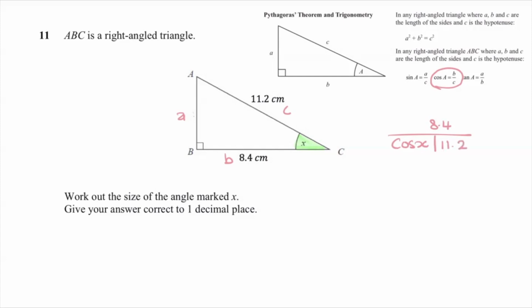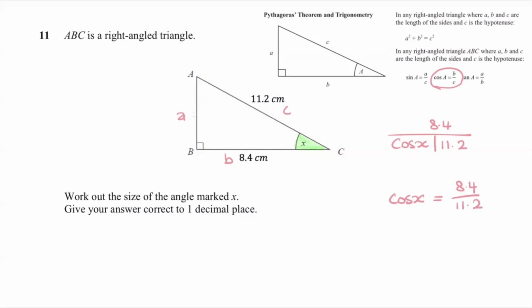Now, remember what I said from the last question, you always write the missing thing first. Now, we're not going to be writing x equals because x isn't on its own. We're going to be writing cos x. That's the value that we don't know. So that gets written first, and it equals, and then we've got our 8.4 over 11.2.